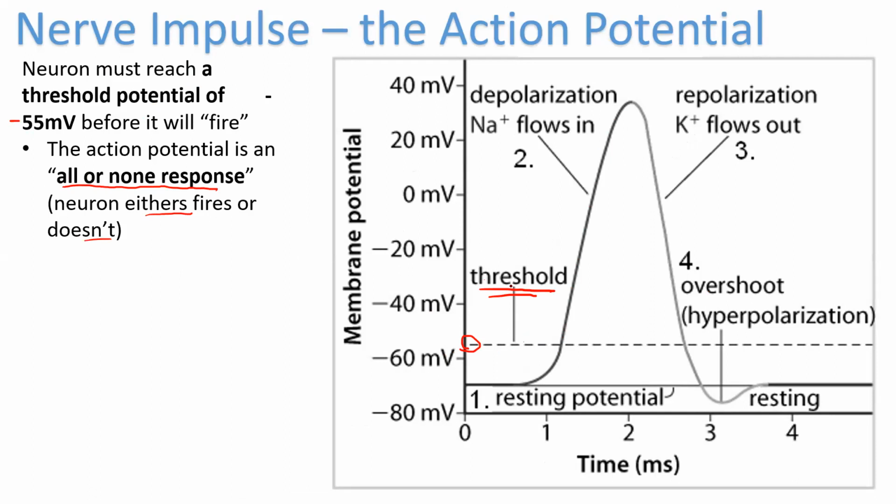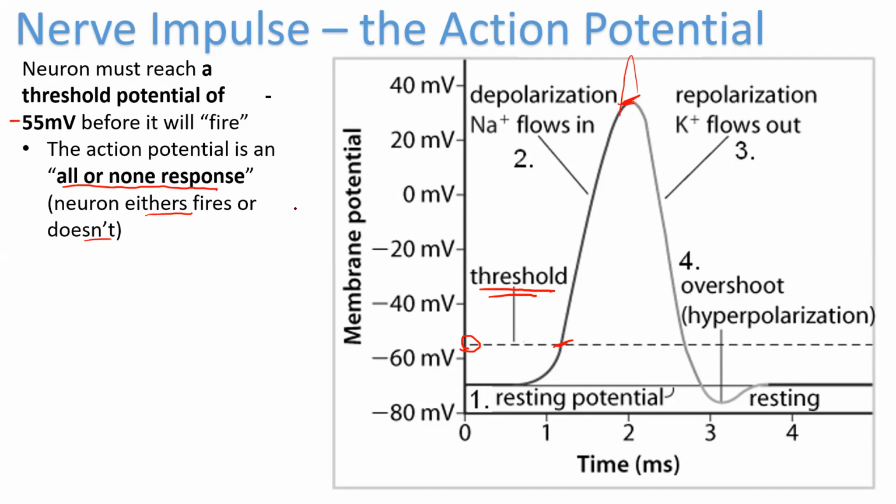You tap somebody on the knee, tap, tap, tap. You haven't reached the threshold. You tap them just hard enough and the neuron fires. Well, guess what? If you hit them on the knee even harder, it's not going to cause the neuron to fire higher. No. Okay, once it reaches the threshold, it fires.